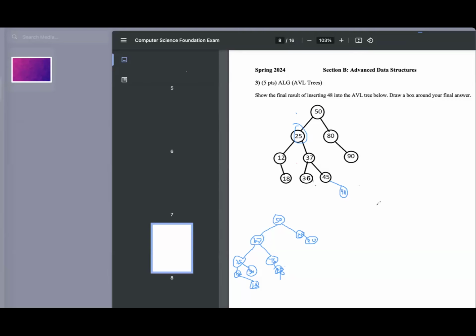Right at 50? Perfect. There you go. So 37 becomes the head. However, 37 is gaining new children from here. So what do you think we're going to do with that 45 and the 48? Put it on the left. It becomes perfect. There we go. Good job, guys.